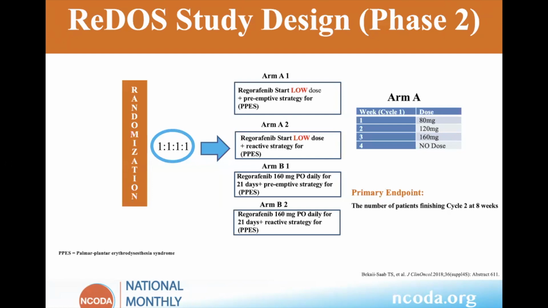So on the right-hand side of the slide, you can see how they started the escalating doses in arm A, where week 1 was at 80, then week 2 was at 120, and then week 3 at 160, and then of course week 4 there was no dosing. Here the primary endpoint was the number of patients finishing cycle 2 at 8 weeks. Next slide.